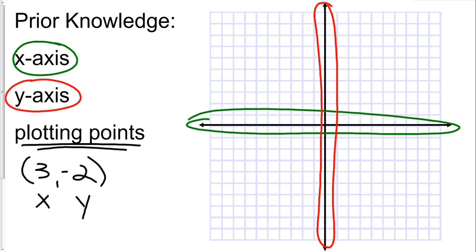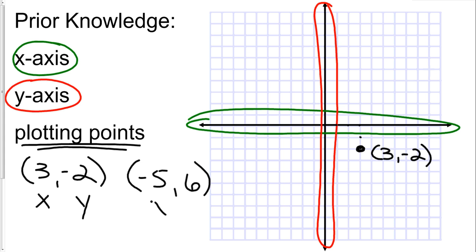So on our graph, we're going to count 1, 2, 3 to the right, 1, 2 down, and that would be 3 over and then negative 2. We could also have the point negative 5, 6. Remember, the x value is always first, the y value comes second. So when we go to graph it, we go to the x-axis. 1, 2, 3, 4, 5. 1, 2, 3, 4, 5, and 6. And there's the point, negative 5, 6.